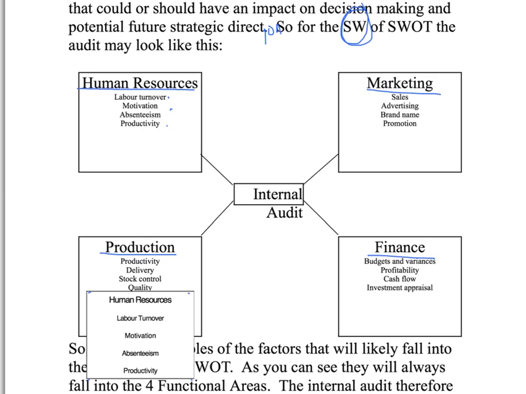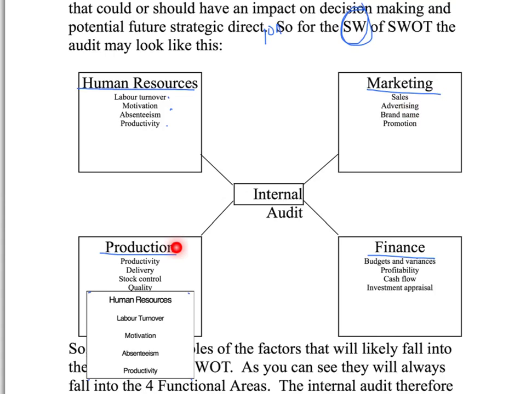What's our marketing like? Are our sales high or are they low? Is our advertising particularly good or do we need to improve it? What's our brand name like? Do people respect our brand name or is it something we need to improve? How good's our promotion? Do people find out about the products that we're selling?